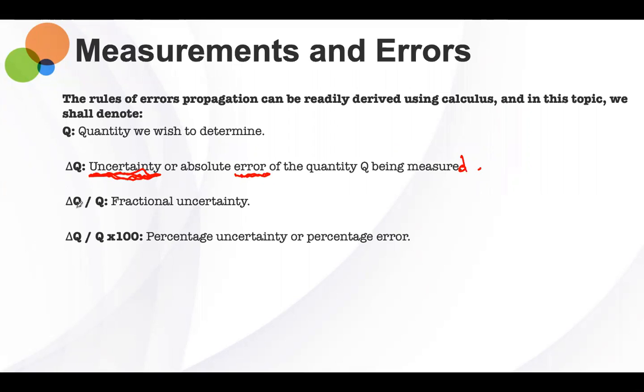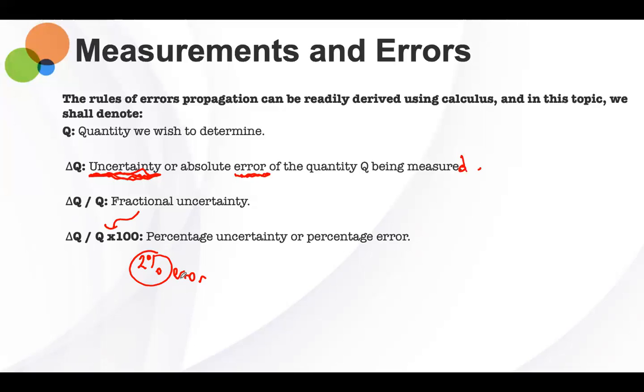The fractional uncertainty would just be delta Q over Q. Then we can use the fractional uncertainty to find our percentage uncertainty so that we can say it has a 10% error, a 1% error, a 2% error. This gives us a better idea of the amount of our error.